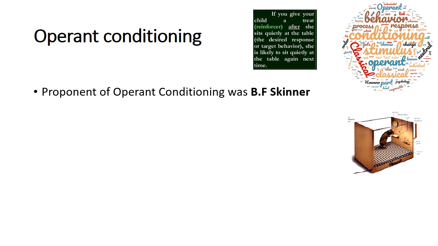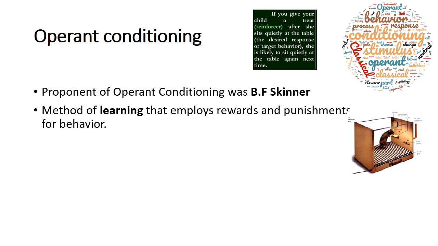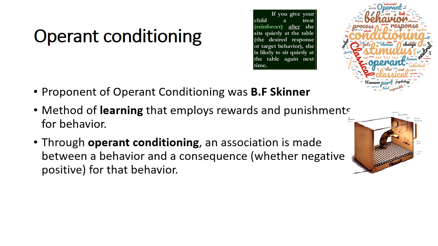The proponent of operant conditioning was B.F. Skinner, and he was of the opinion that through operant conditioning an association is made between a behavior and a consequence, whether negative or positive, for that particular behavior. Operant conditioning is a type of associative learning process through which the strength of a behavior is modified by the consequences, which may include the addition or removal of a particular stimulus that may be desirable or undesirable to the individual.